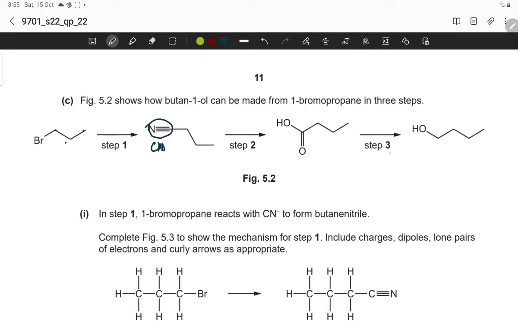And in step 3, butanoic acid is converted into an alcohol group. So in this reaction a reduction reaction occurs, using lithium aluminium hydride, lithium tetrahydridoaluminate, in dry ether.